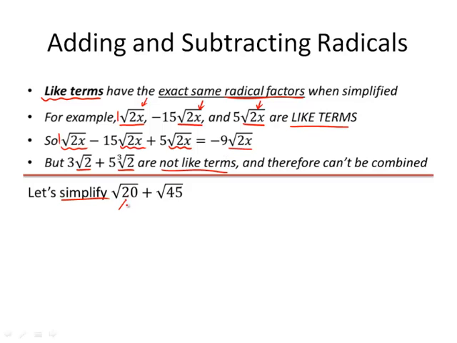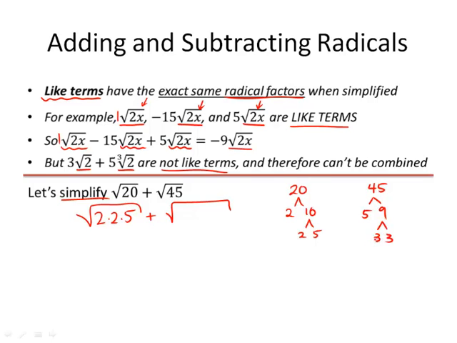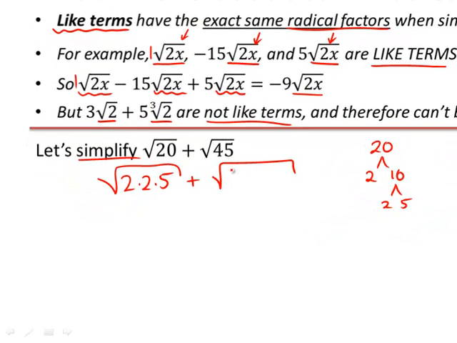As in the previous lesson, let's consider what 20 is made up of. 20 is factored into 2 times 10 and 2 times 5. So we can rewrite root 20 as root of 2 times 2 times 5. We can rewrite 45 as 5 times 9, and 9 is 3 times 3. So 45 can be written as 5 times 3 times 3. Breaking it down makes it easier for us to locate the perfect squares.